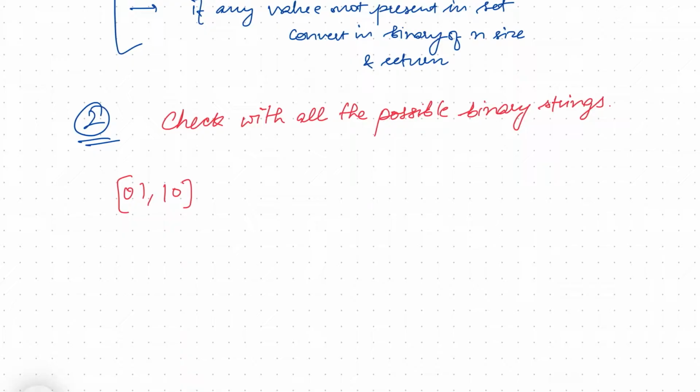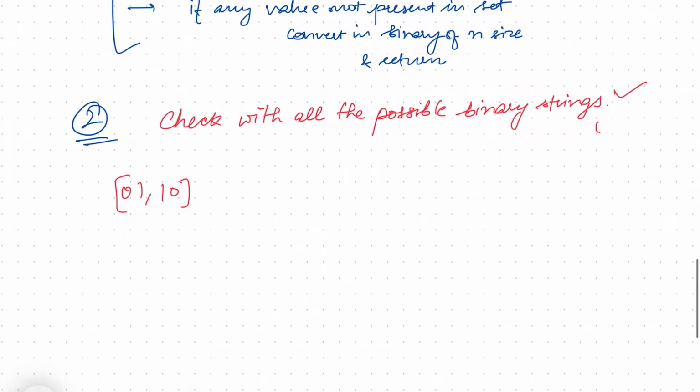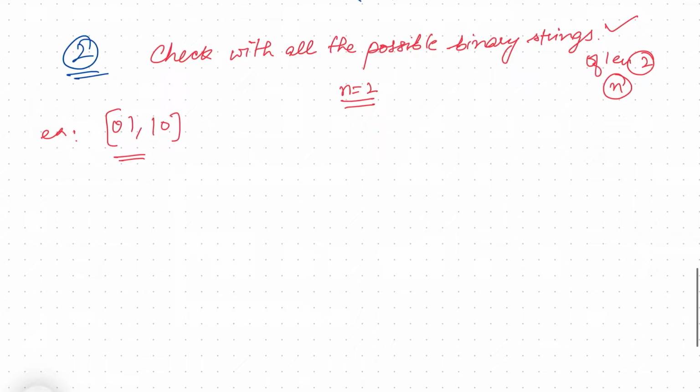The second approach can be to check all the possible binary strings of length 2, or n in any example. So here in our example, we are given this array. We have to check all the possible binary strings for n equal to 2. We can capture that in a string variable.